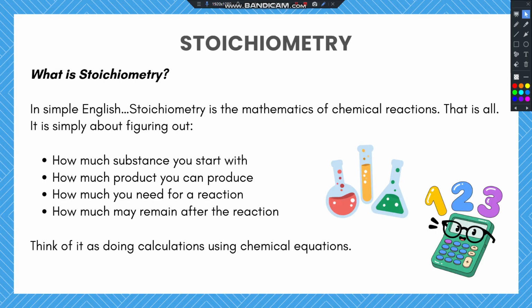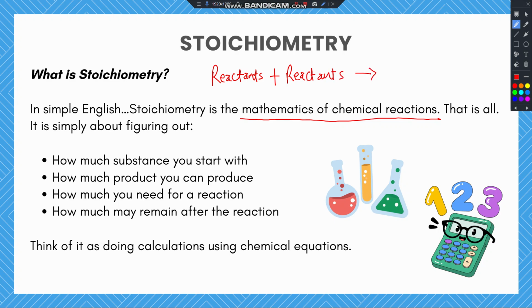Now, by way of introduction, let's define what stoichiometry means. I like to be pretty simple and basic. Stoichiometry is simply the mathematics of chemical reactions. So think of it this way: when chemical reactions take place, we have reactants plus reactants, forming products.